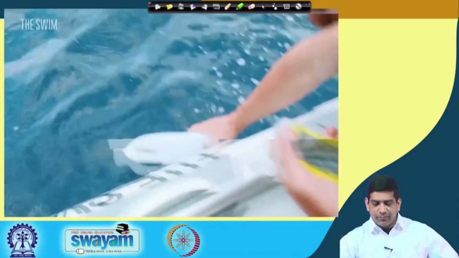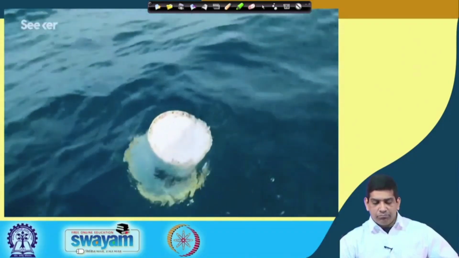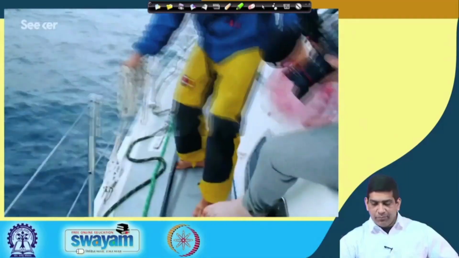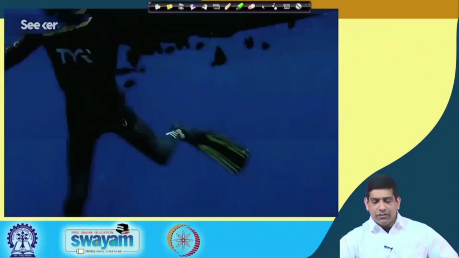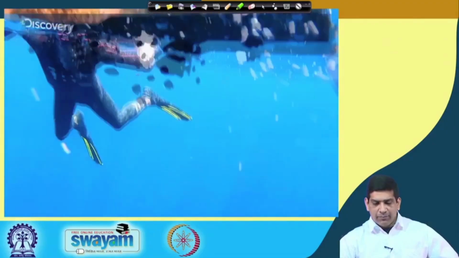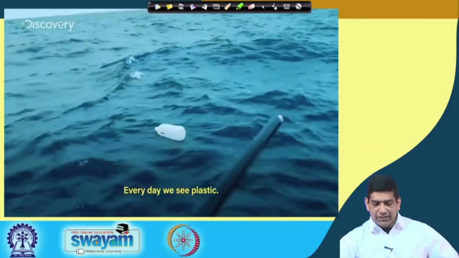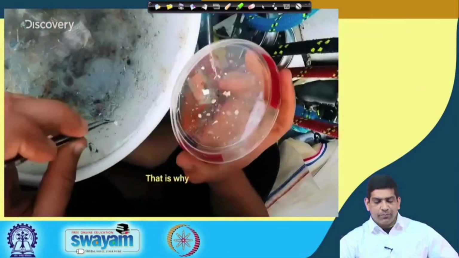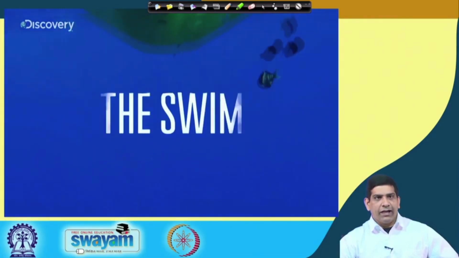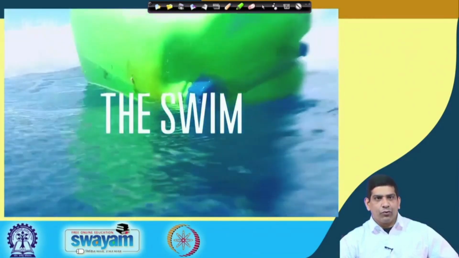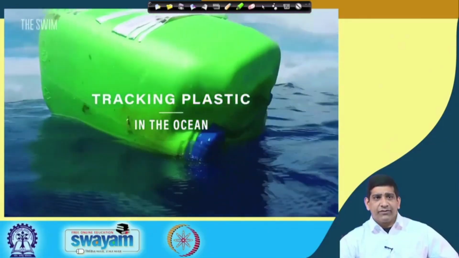Here you see a plastic bottle, and all different types of plastics. They are taking out different plastic waste that came into the ocean, collected from the ocean. You see every day they were saying lots and lots of plastic. Here you can see that this particular girl is looking at different types and sizes of plastic coming out from the ocean. That's how the data was collected.